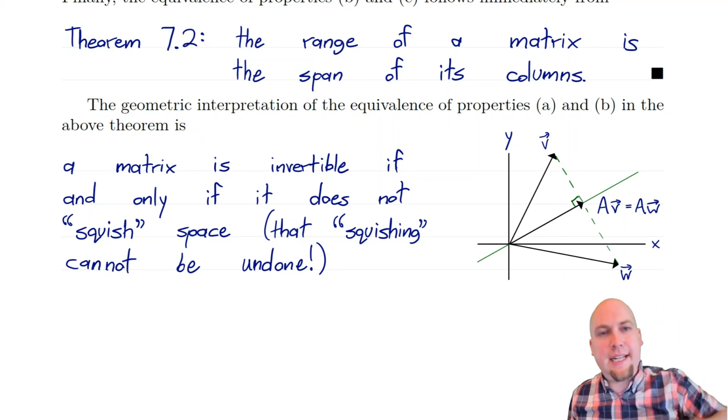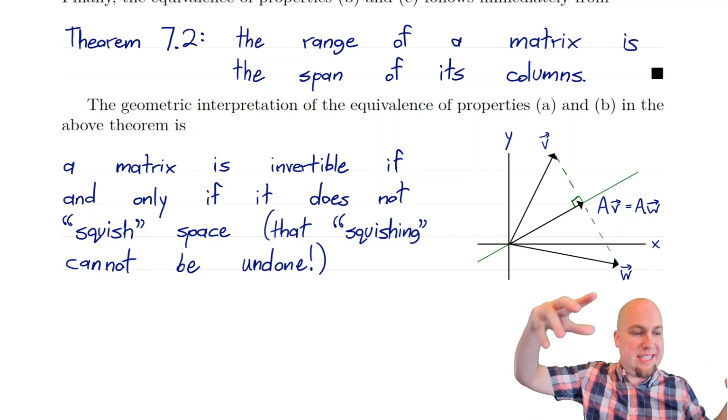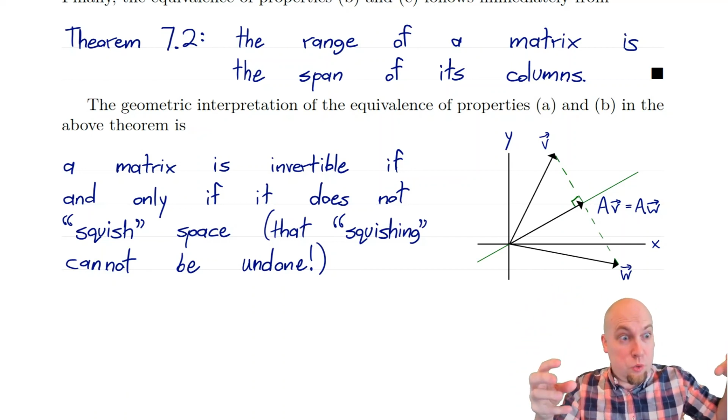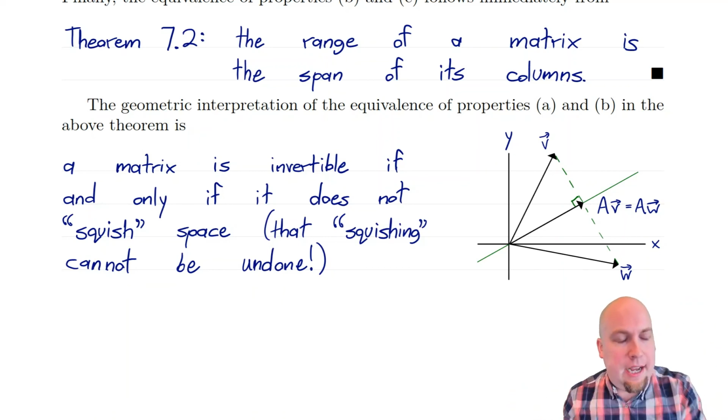All right, so that's exactly what the equivalence of properties A and B in that previous theorem are saying. They're saying the matrix A is invertible if and only if it sends n-dimensional space to n-dimensional space. Nothing gets lost, projected down, or anything like that.